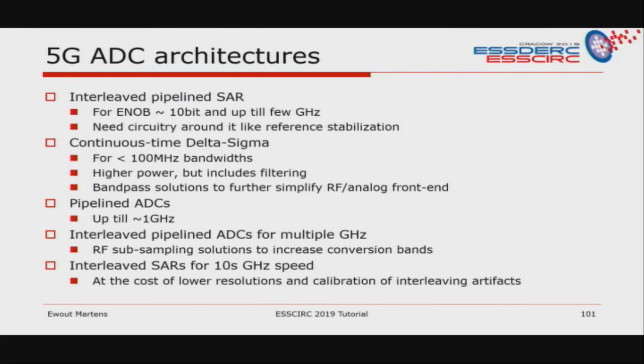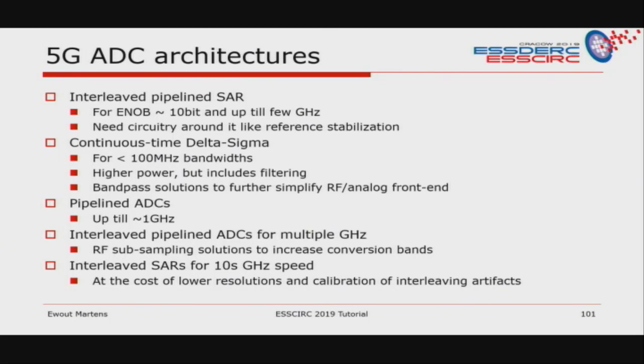So there's the interleaved pipeline SAR ADC, with ENOBs up to 10 bits and currently up to a few gigahertz, but it will need circuitry around it, like reference stabilization and of course input buffers. Then there are continuous-time delta-sigma ADCs, but the bandwidth is limited. Practically usually up to 100 megahertz, which might be sufficient if you want to convert channels, for example, in the first frequency range. They have generally higher power than interleaved pipelines, but they come with free filtering. And you can also have bandpass solutions if you want to simplify the RF front end further.